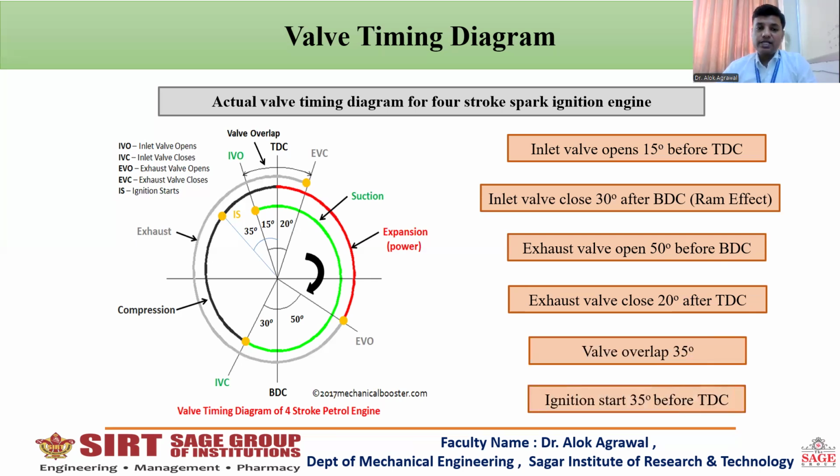In the ideal cycle, we consider that ignition takes place at TDC, but here the ignition takes place 35 degree before TDC. Why is it happening? Because when the fuel ignites, it will take some time to burn.